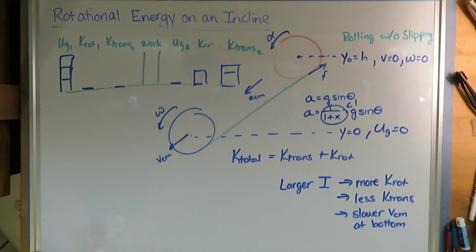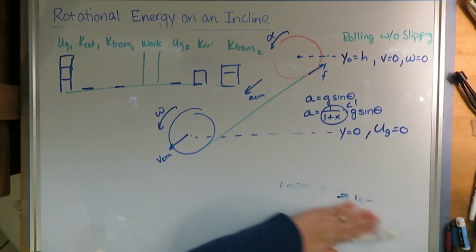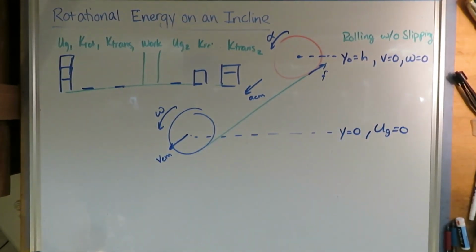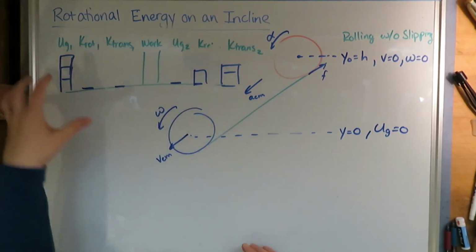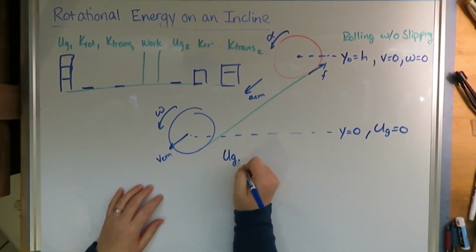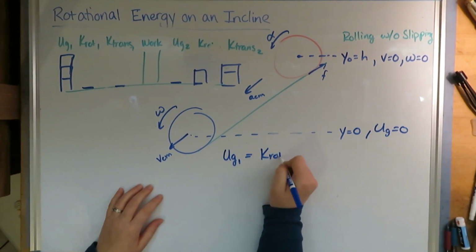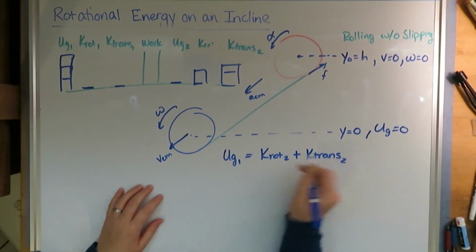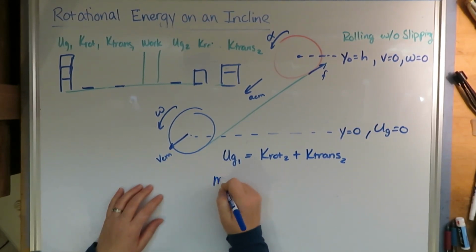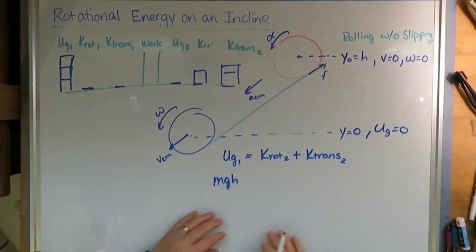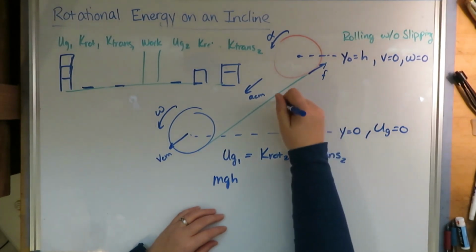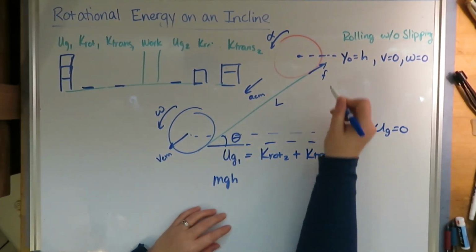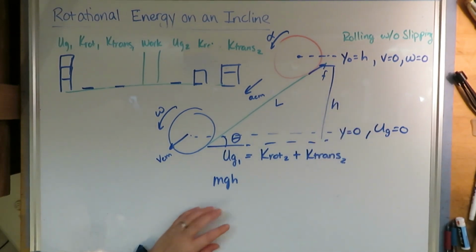Now, if you were to actually solve a problem with potential energy, say you wanted to find the speed at the bottom, you would set up your equation with the potential energy at the start equal to K rot at the end plus K trans at the end. My potential energy at the start is going to be mgh. Be aware that sometimes they don't give you the height; sometimes they give you the length and angle of a ramp, so you might have to calculate the height in that case.